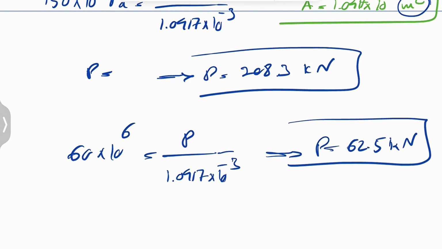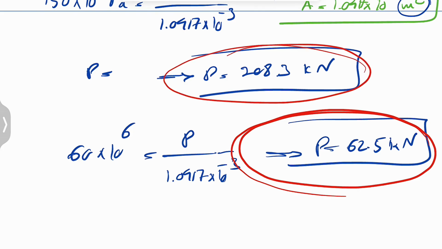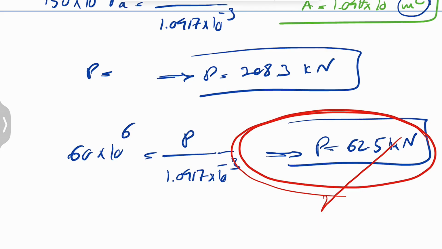And now we have to decide which one is the correct answer. We always go with the lowest value, because if we use the larger P, that's going to fail our system because it's more than the average shear stress that the system can tolerate. So the correct answer here would be the 62.5 kilonewtons.